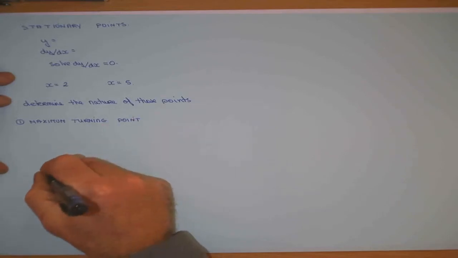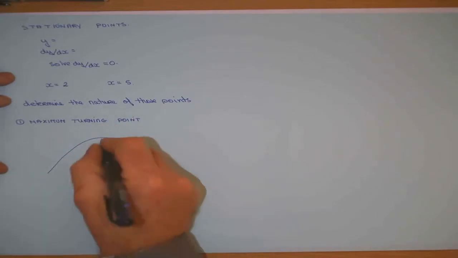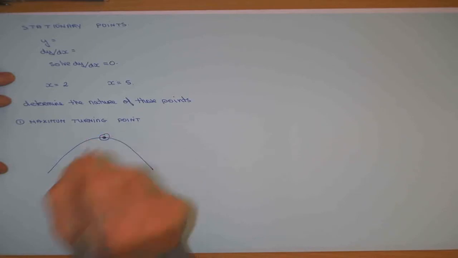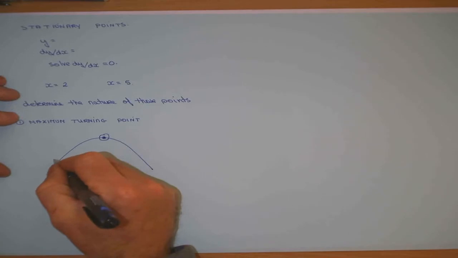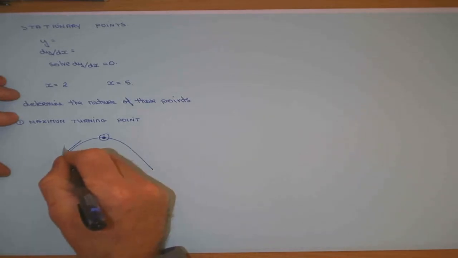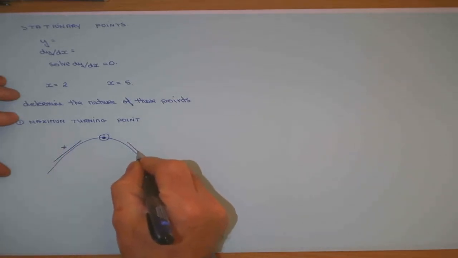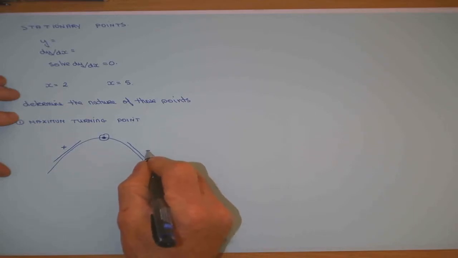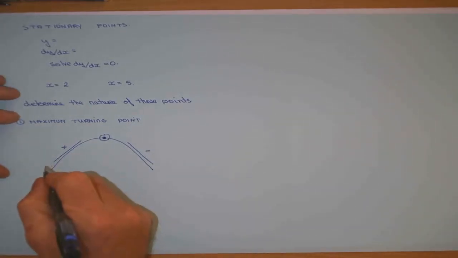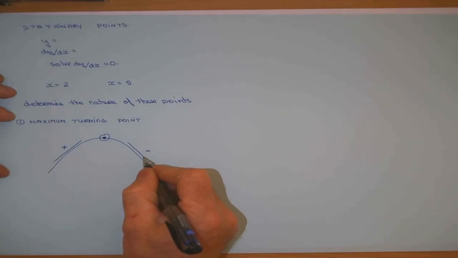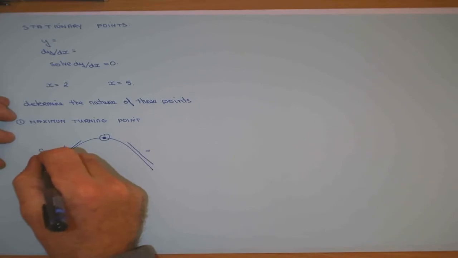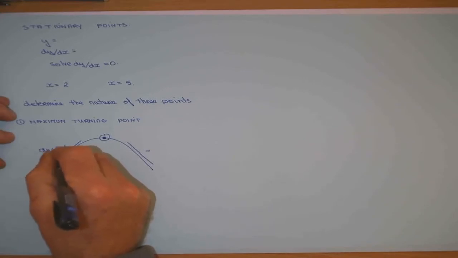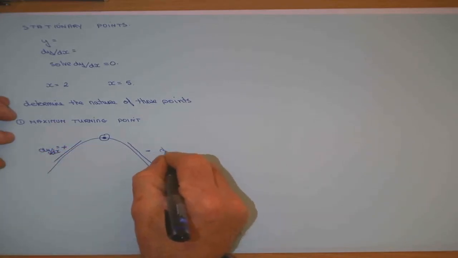A maximum turning point will look like so. And that is the stationary point. If that is the case, what about the slope on the left of that point? Positive. And what will the slope be on the other side of that point? Negative. So it will go from a positive slope to a negative slope, and that will tell me that it's a maximum turning point. So in that case, dy/dx will turn out to be positive on one side, and on the other side, dy/dx will turn out to be negative.